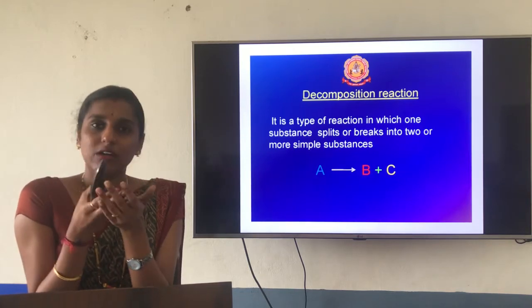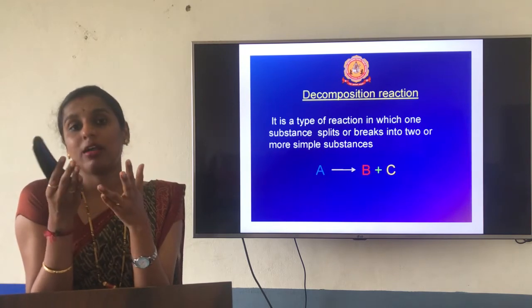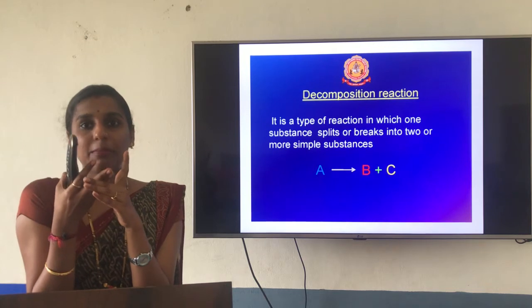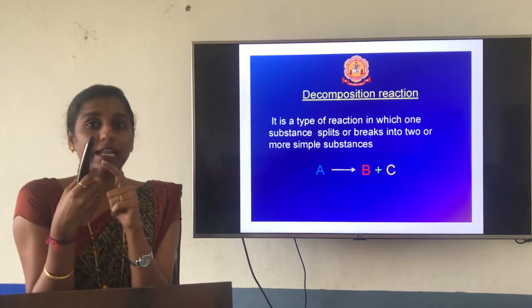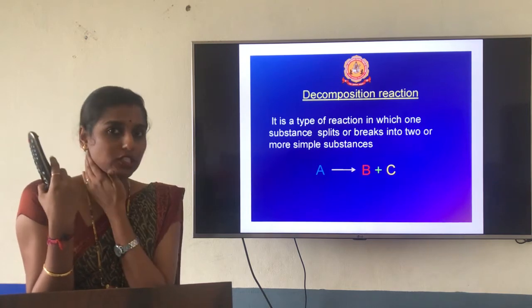And you have also learned decomposition reaction will be done by heating, or in the presence of electricity, or in the presence of a photochemical process, in the sense in the presence of sunlight. So in these three procedures your decomposition reaction will be done.